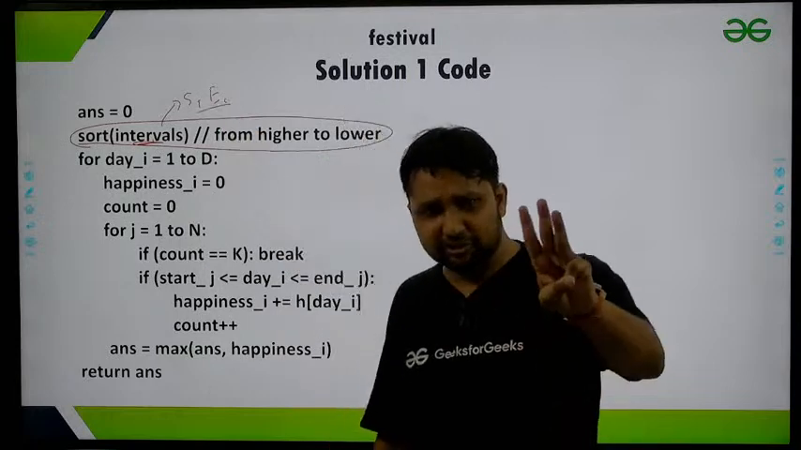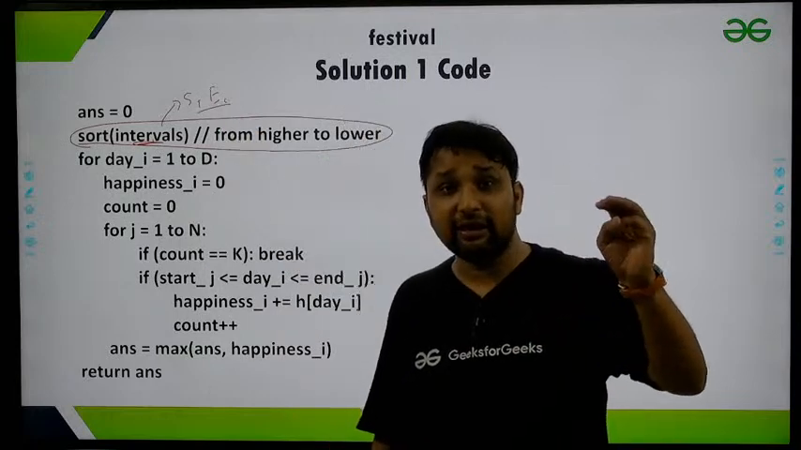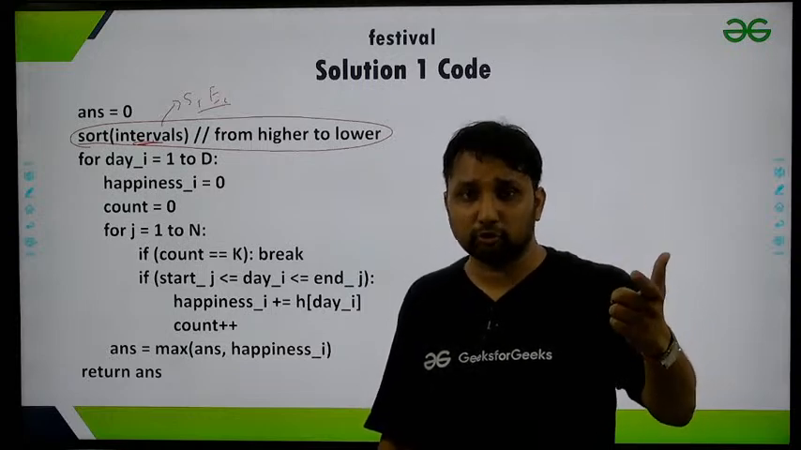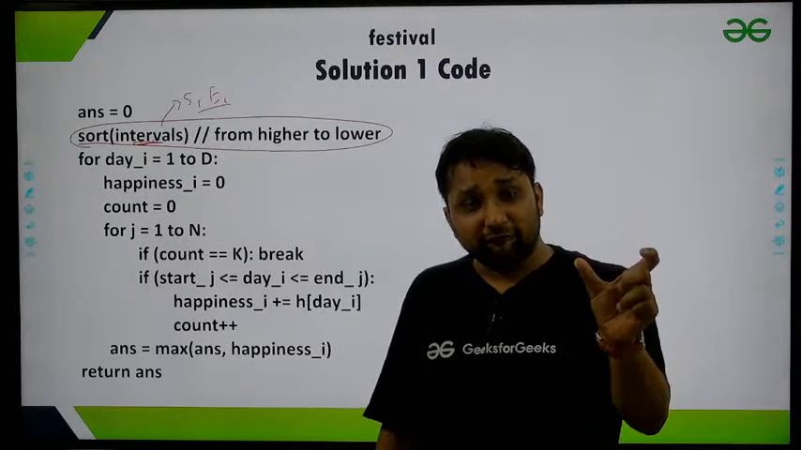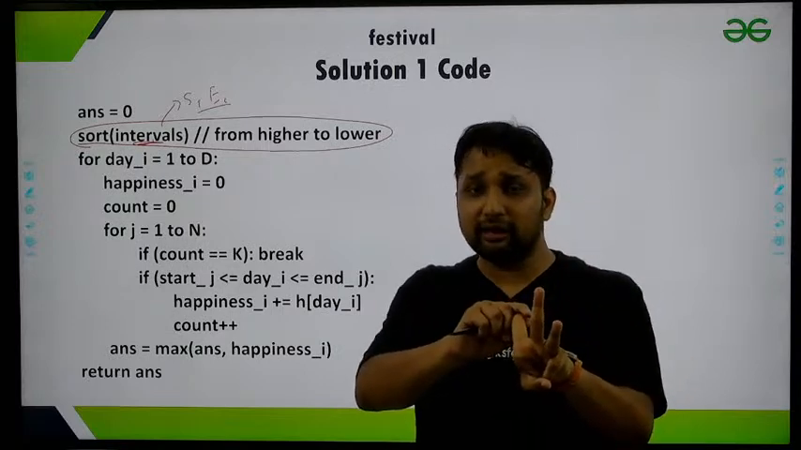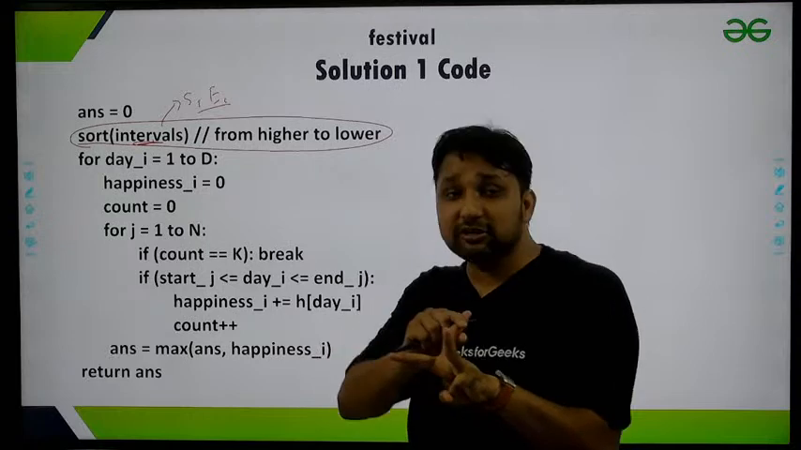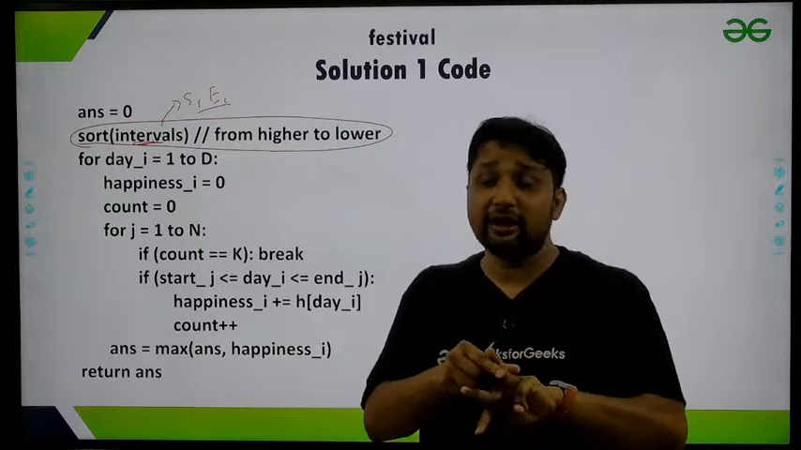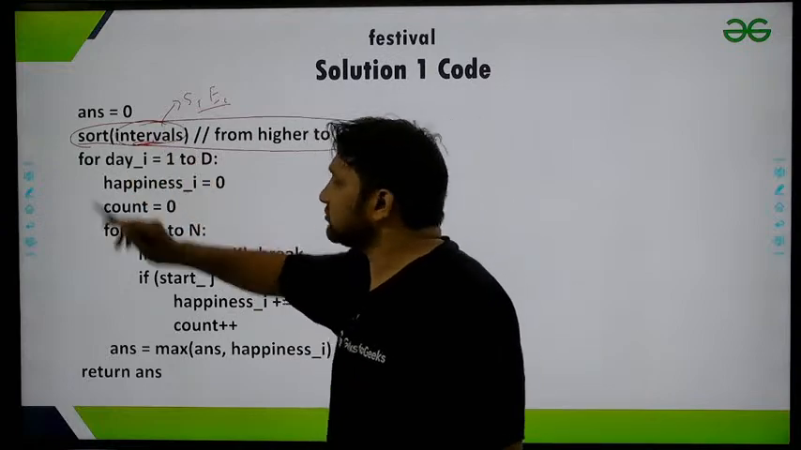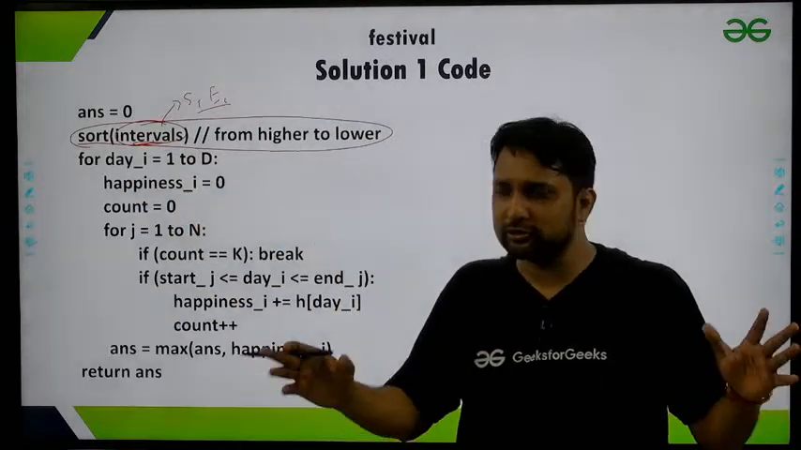We have 3 pieces of information about every ride: how much happiness it gives us, what its starting day is, and what its ending day is. That's why it is called an interval. Simple, we sorted that.